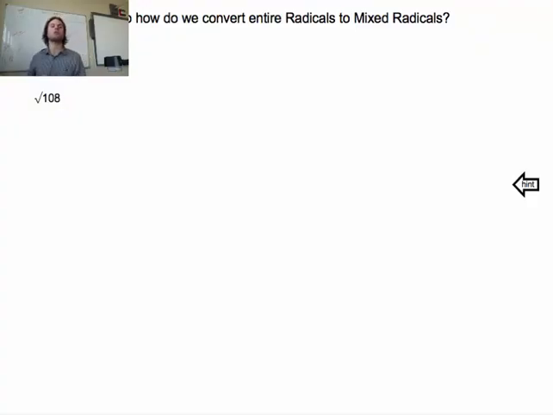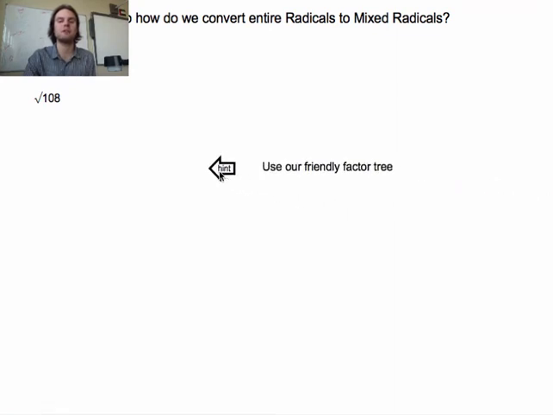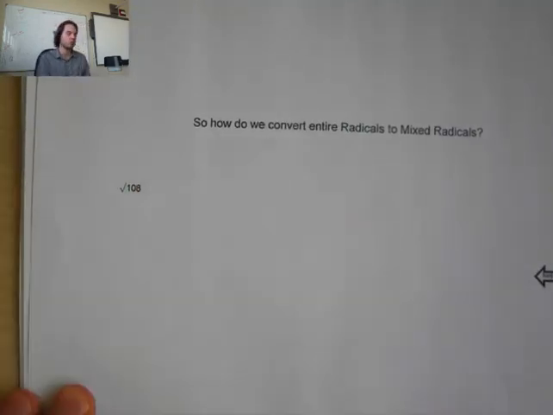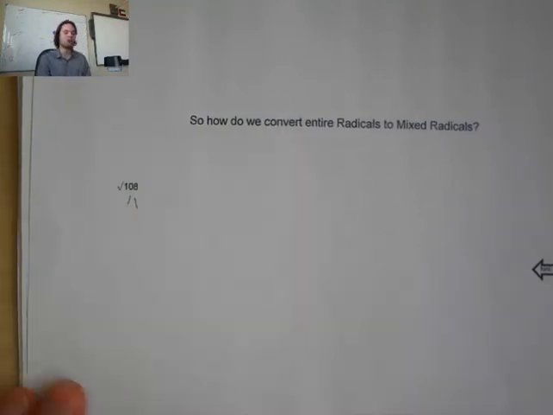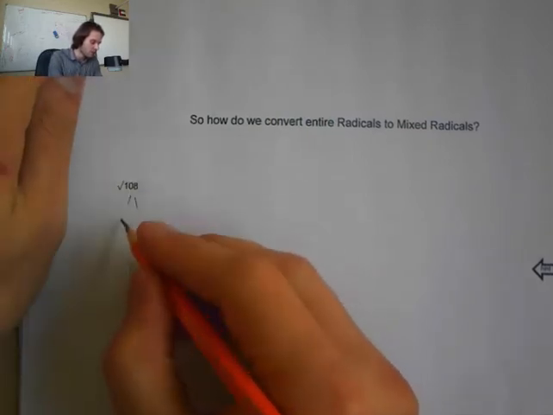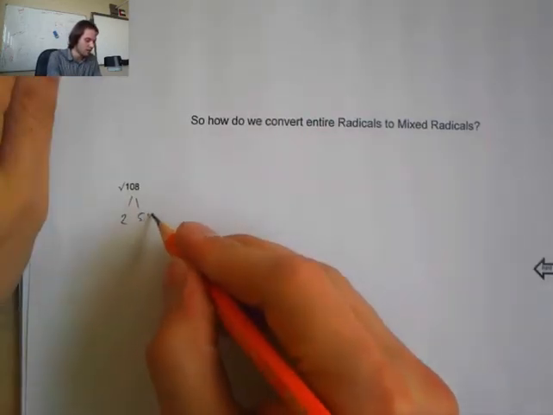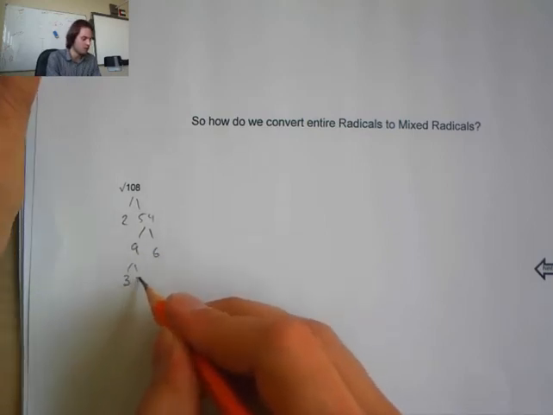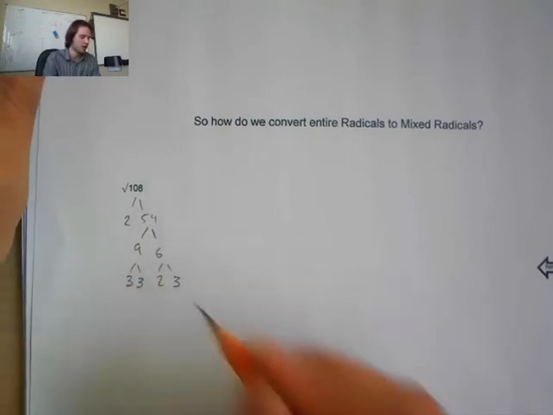Now, let's take a look at my next question. So how do we convert radicals to mixed radicals? Well, here's my little hint for you. First thing we must do is use our friendly factor tree. So let's go into this here, and I'm going to write it down first. So we want to use our friendly factor tree on 108. So I break this down. I know this is the same thing as, I could divide it by 2, and I could get 54. 54 is 9 multiplied by 6. 3, 3, 2, 3. Okay?